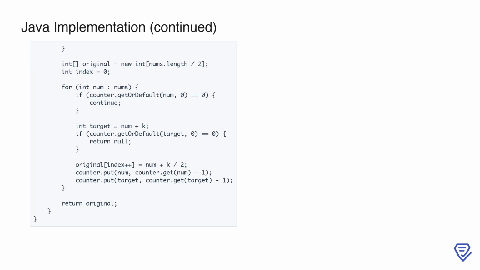If the pairing is valid, we calculate the midpoint value by adding k/2 to the current number and store it in the original array. Finally, we decrement the counts for both the current number and the target in the frequency map to reflect that these values have been used. Once all numbers have been processed, we return the reconstructed original array.